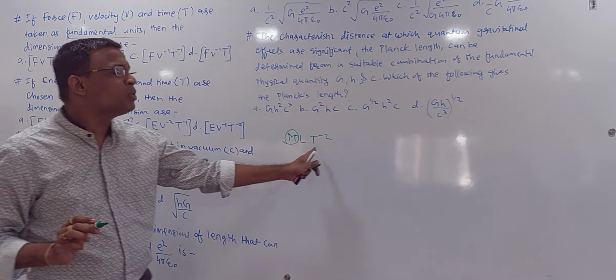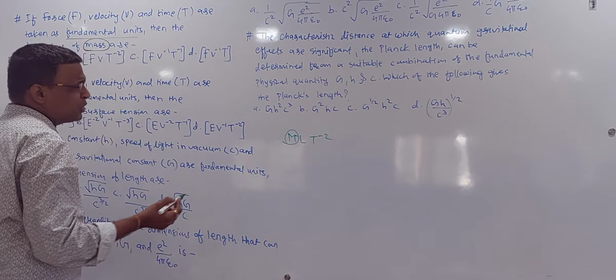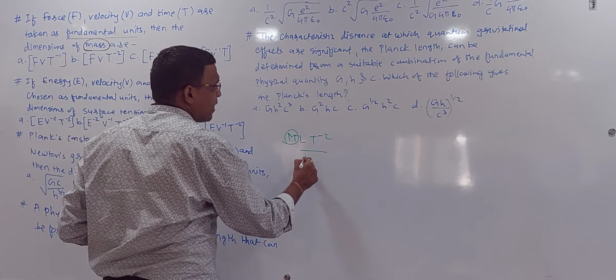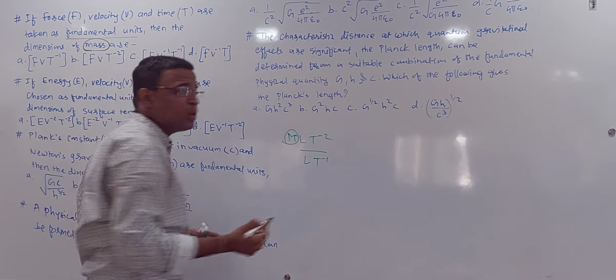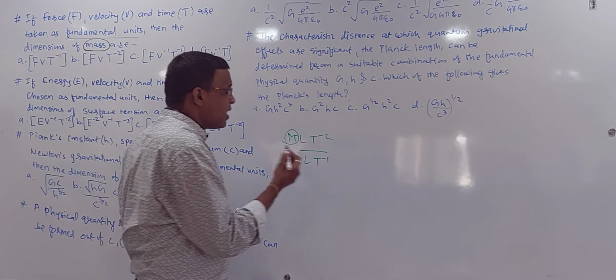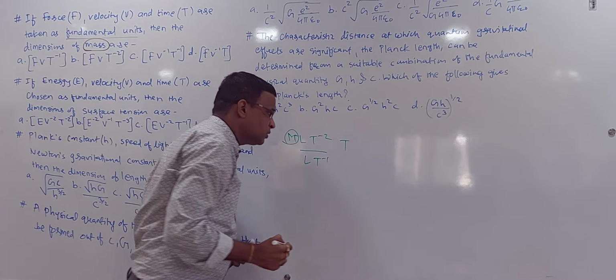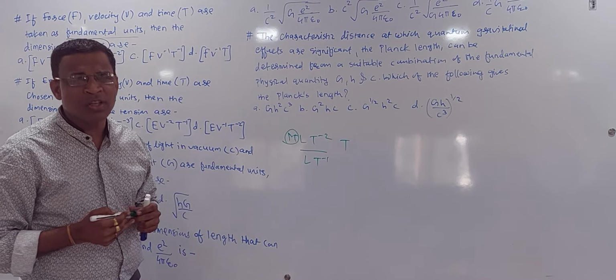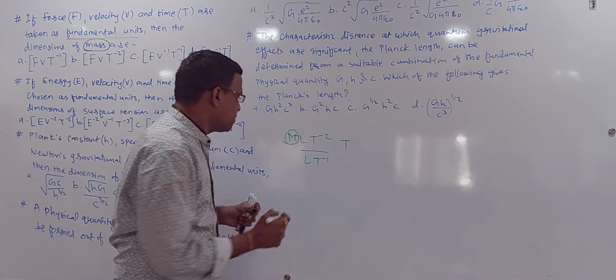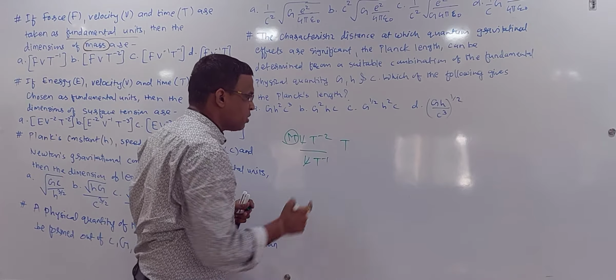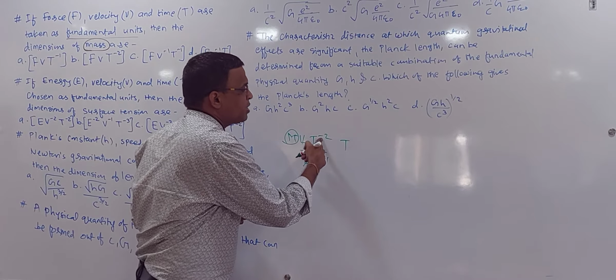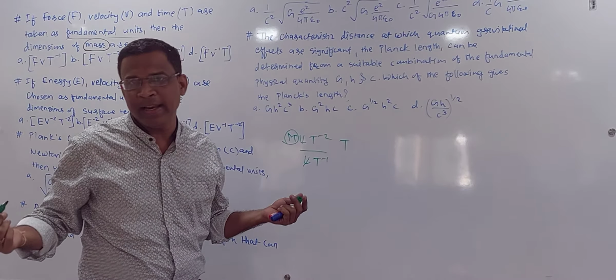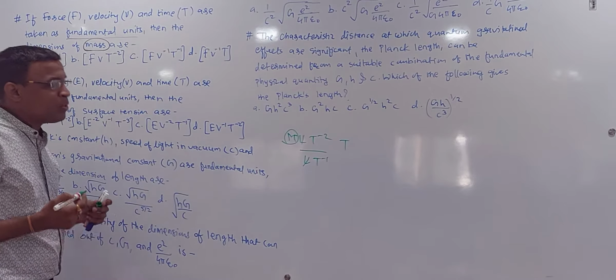That means I need to remove this LT minus 2. How can I remove this? I have to divide by LT minus 1, that is your velocity, and I have to multiply by T. Then only I can cancel it. See how quickly we got the answer. Check this, L gets cancelled. T power minus 1 is left, and T power minus 1 times T power 1 is nil. That is your answer.